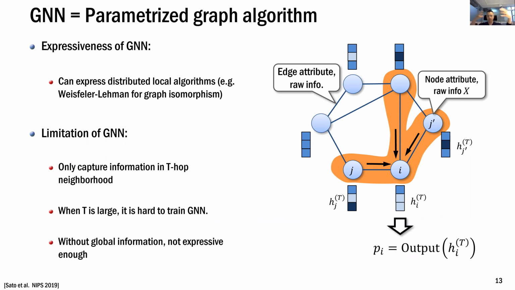both the expressiveness of GNN: you can express distributed local algorithms. For instance, you can show that you can express some graph isomorphism test algorithm such as the Weisfeiler-Lehman algorithm. If you just run this graph isomorphism test algorithm for t hops, you can show the graph neural net can actually express that algorithm.